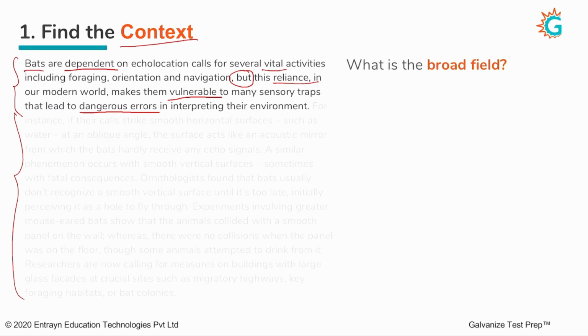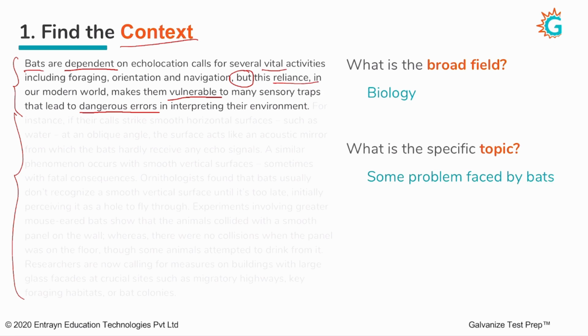Well, reading the first few lines, we see that this passage talks about bats. In fact, the broad field of the passage, you could say, is biology, and within that the specific topic is about bats, and more specifically a problem faced by bats. How do we know that the bats are facing a problem? Because it says that the bats are dependent on something, but this dependency, this reliance, makes them vulnerable, right? So we see that the bats are in some kind of danger. So there is some problem that they are facing.